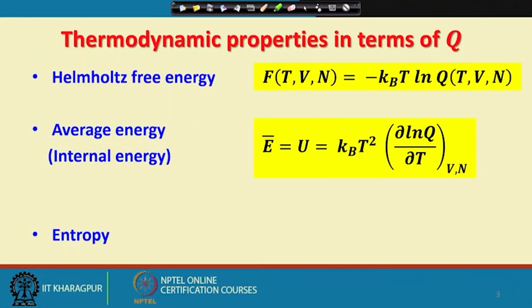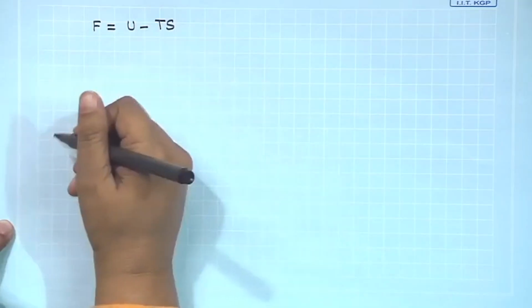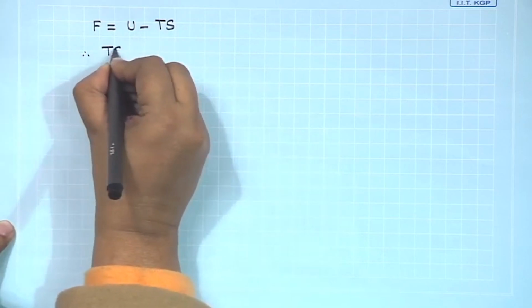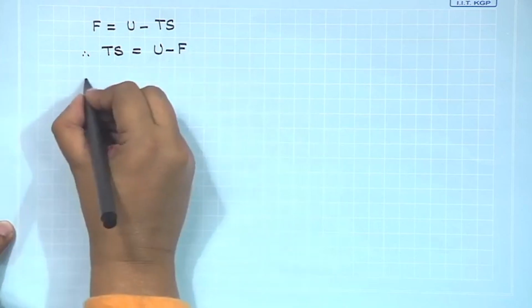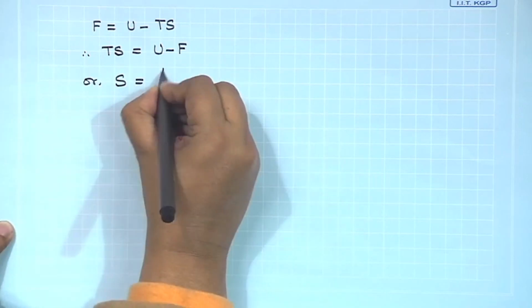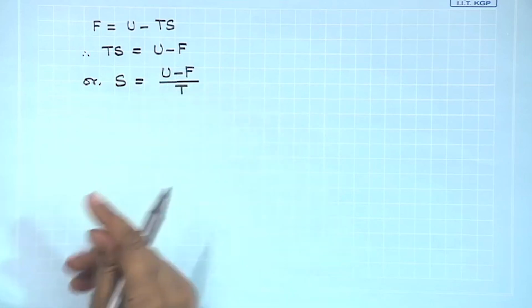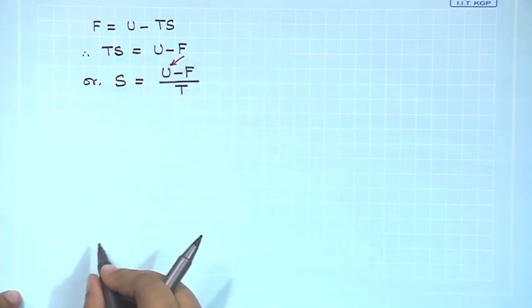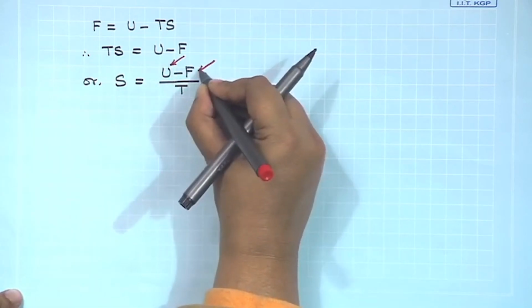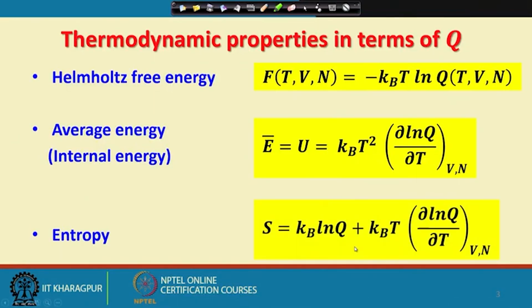Now, I know that F is equal to U minus TS, right. Therefore, I can write down that TS is equal to U minus F, or S is equal to (U minus F) divided by T. I know U in terms of ln q, and I know F in terms of ln q. Therefore, if I plug these expressions in, what should I get? This is the expression that I am going to get.